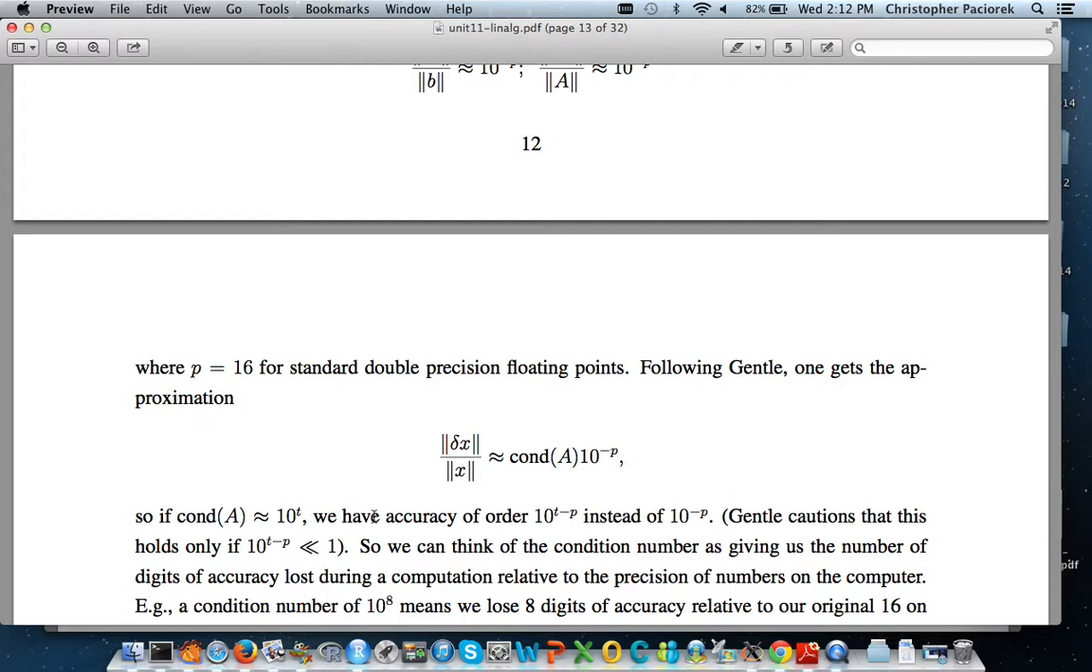So, the first thing I wanted to do is to talk a little bit about this rough proof of this result here, that the relative error in getting the solution of a system of equations, of solving AX equals B, is going to look something like the condition number of the matrix A times this value where P is 16, and comes from the numerical inaccuracy in representing numbers on a computer.